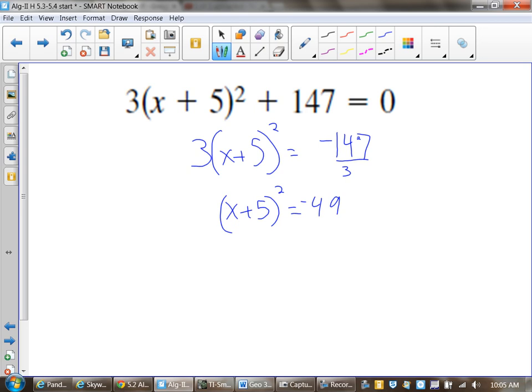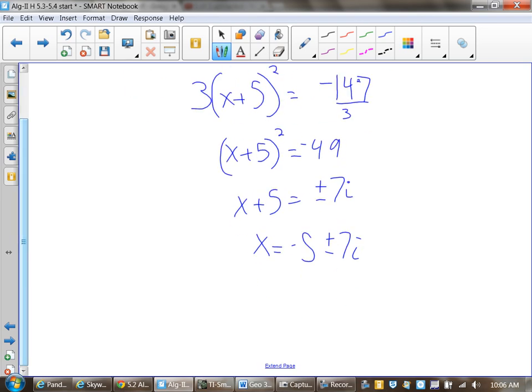Is it negative 49? Yeah. What's the square root of negative 49? 7i. So now when I take the square root of both sides, I get x plus 5 is plus or minus 7i. Negative. And I put the negative 5 in front of it. Exactly. So then I get x equals negative 5 plus or minus 7i.